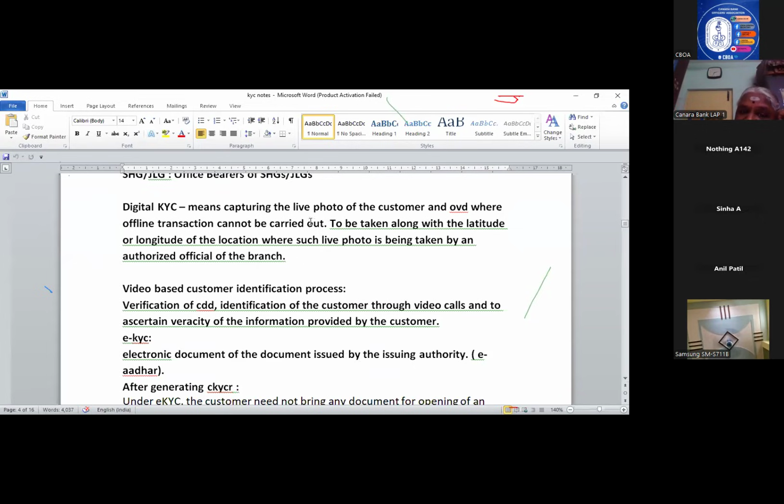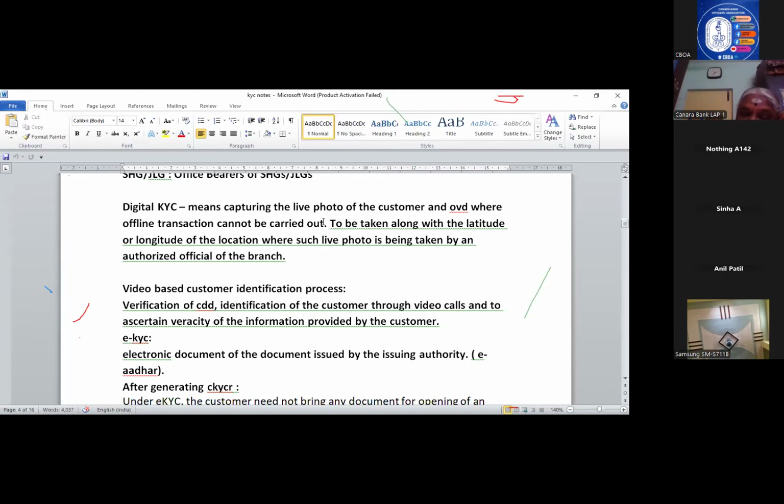Okay. Then comes digital KYC. What do you mean by digital KYC? It is capturing the live photo of the customer and the OVD where the offline transactions cannot be carried out. That means the person will not be able to come in person to the branch. That means somebody will go there and take the photo of them along with the OVDs. What is OVDs? Officially valid documents, and the KYC, whatever they have to submit, they will be showing that, and the photo has to be taken along with the latitude and the longitude of that place and the location from where such live photo is being taken, and that should be submitted to the branch as a digital KYC.